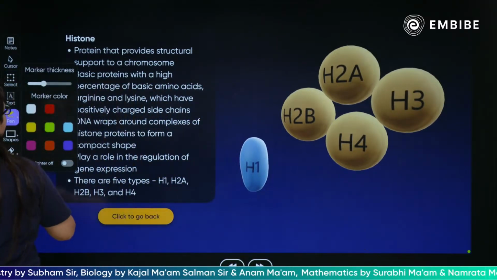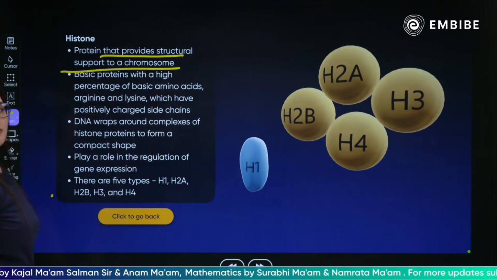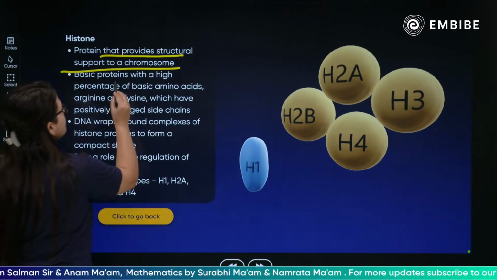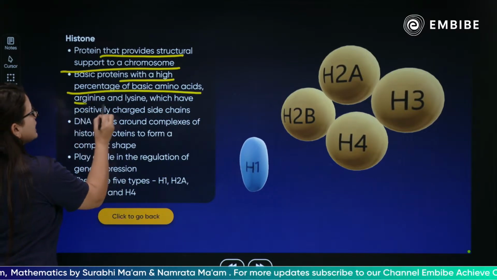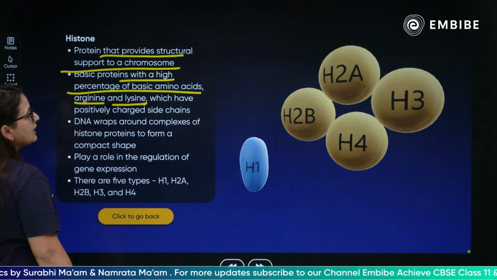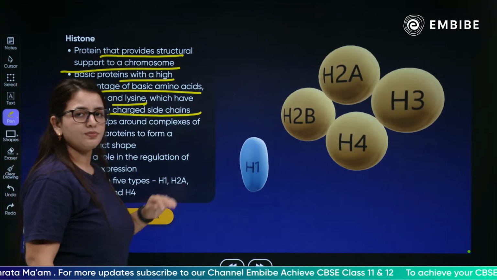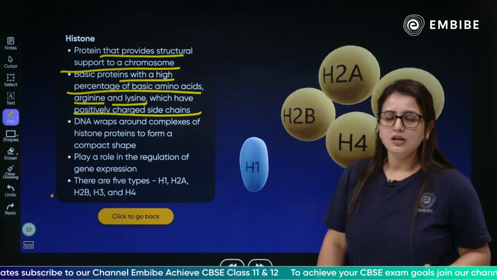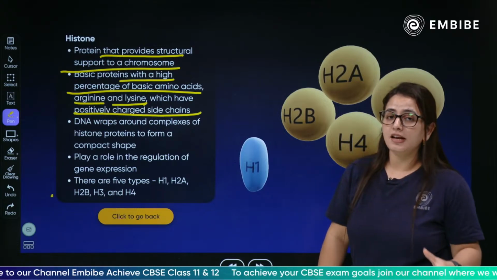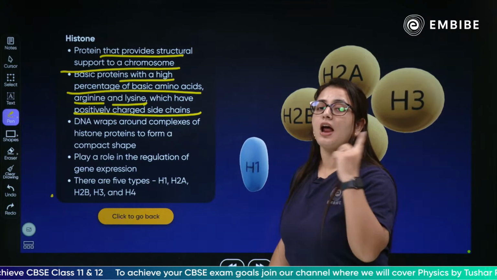Yes, these proteins are providing structural support to the chromosome. They are basic proteins with a high percentage of basic amino acids, especially arginine and lysine, which are extremely positively charged. Why do we need them? As I have already told you, DNA is negatively charged and we need proteins which are positively charged, to attract them, so the DNA could wrap around them.